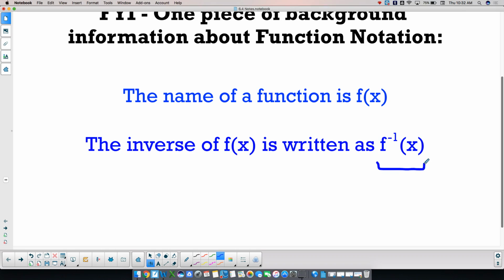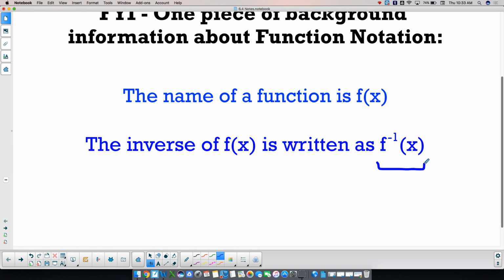This is said f of x. This is said the inverse of f. So that's how we say it. We're going to talk inverses today. We talk about function notation f of x. We write the inverse as f with a negative 1 exponent of x.